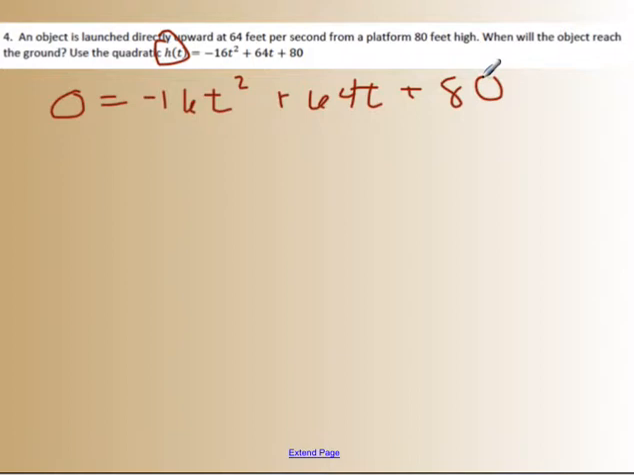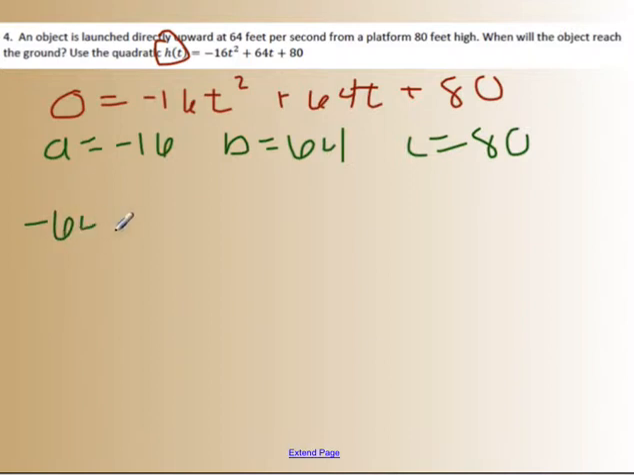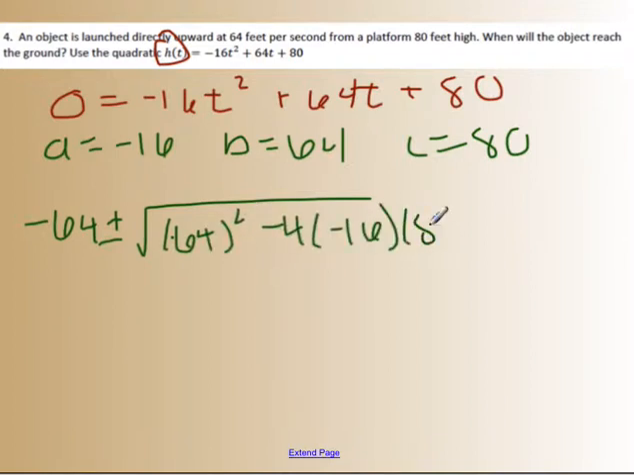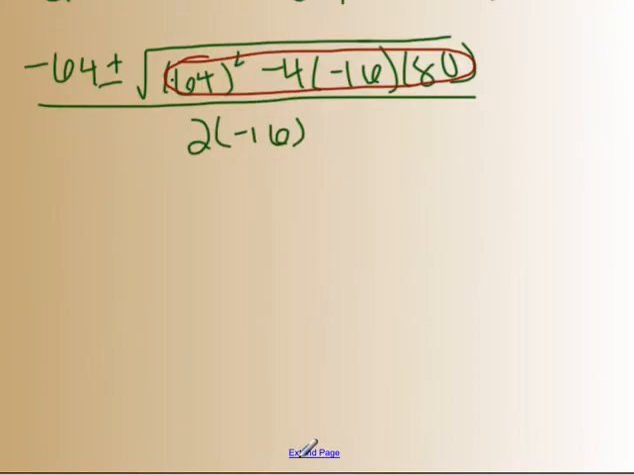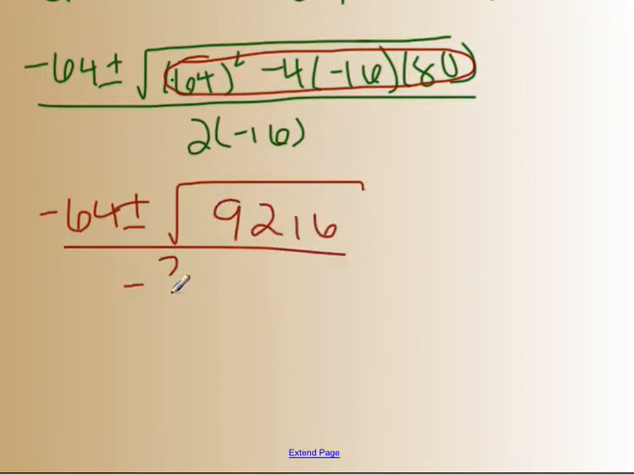So now what we're going to do is plug this into the quadratic formula. So our a is negative 16, our b is 64, and our c is 80. So we're going to get the opposite of b plus or minus the square root of b squared minus 4 times our a times our c, all of that over 2 times our a. So now what we want to do is simplify underneath the radical first. And when you do that, you end up getting the square root of 9216 divided by negative 32.